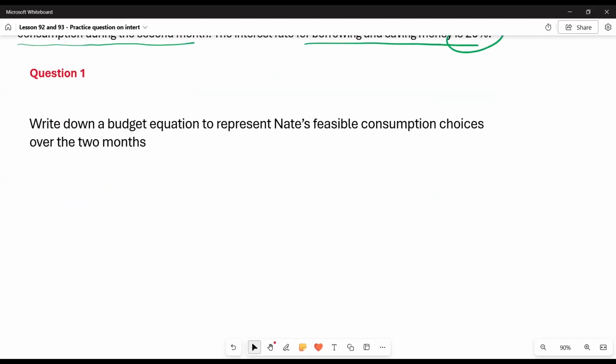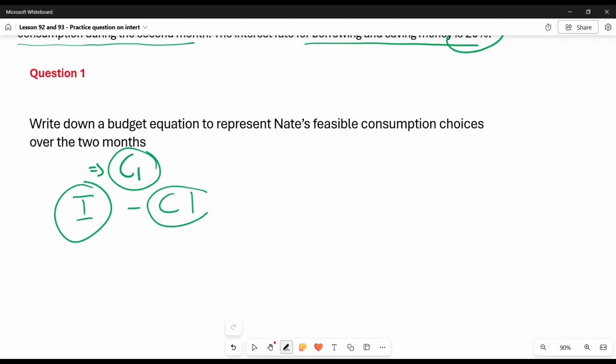Now our first question is, write down a budget equation to represent Nate's feasible consumption choice over the 2 months. What we know here is Nate's period 0 or current period is the first month and his future period is the second month. Now, in the first month, his consumption is equal to C1. Given Nate's current consumption, the saving in the first period is going to be I minus C1, where I here is Nate's income in the first month, and C1, as we've mentioned, is the present consumption.